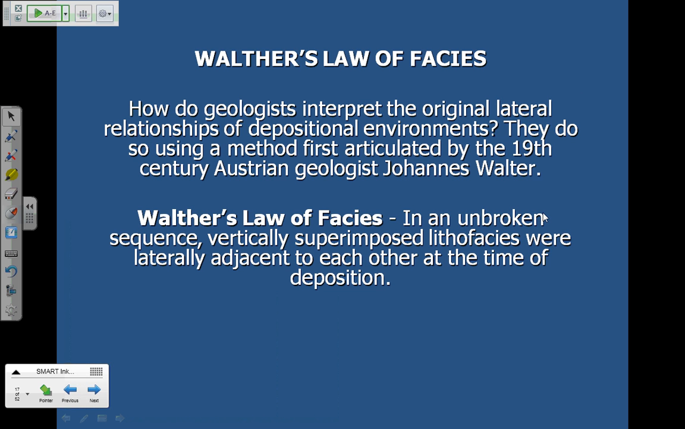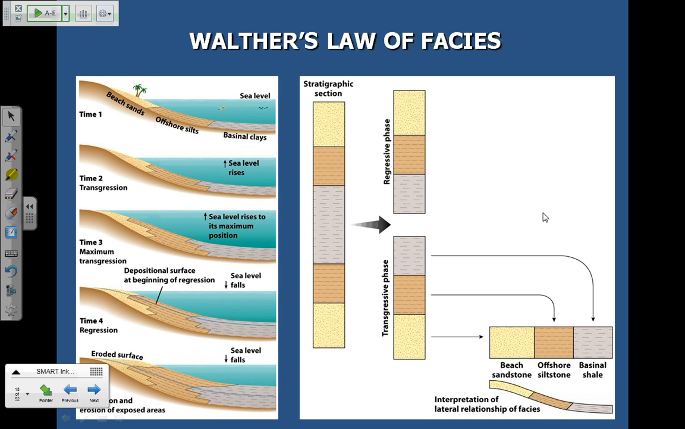Okay, we have to interpret the lateral relationships between different environments. And we already talked about this a little bit. Walther's law of facies. I'll read you the actual definition. In an unbroken sequence, vertically superimposed lithofacies were laterally adjacent to each other at the time of deposition. How many understand that? Nobody? It's kind of difficult. We write things in a very difficult way sometimes.